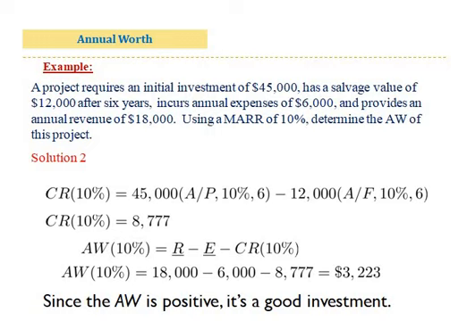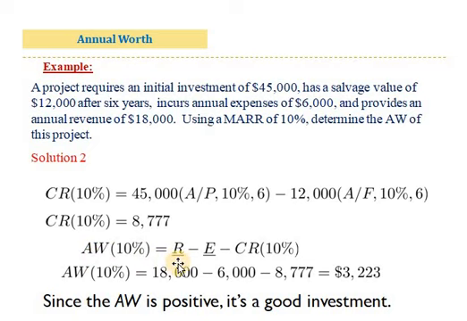So I will say we have a salvage value of 12,000, so this is F, and I'm calculating the capital recovery, which is an A. So A equals F, so I will multiply the salvage value with an A knowing F, i, n factor. So I got the value of the capital recovery alone, which is 8,777.